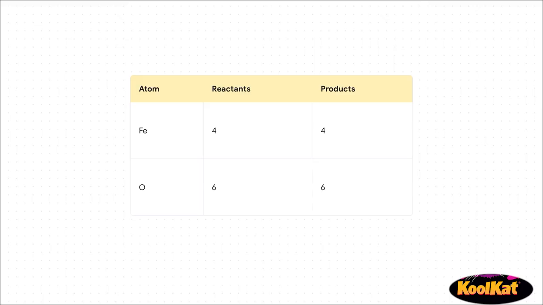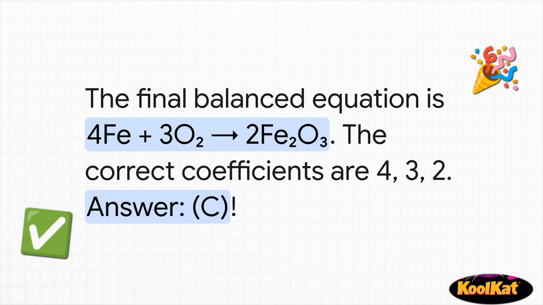And now, let's do our final check. 4 irons on the left, 4 on the right. 6 oxygens on the left, 6 on the right. We did it. It's perfectly balanced. So, the magic numbers, the coefficients we needed, are 4, 3, and 2, which means the correct answer is C.